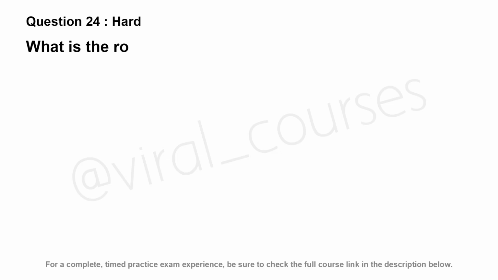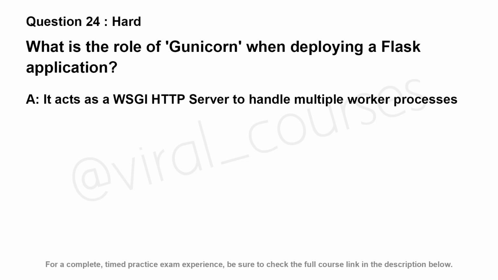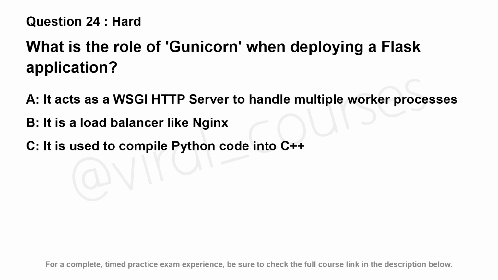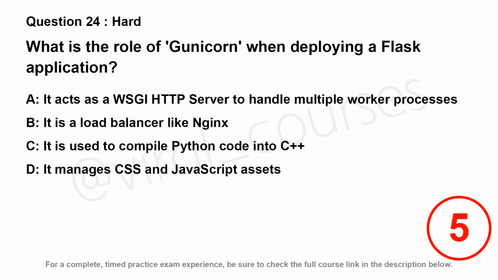What is the role of Gunicorn when deploying a Flask application? Option A, it acts as a WSGI HTTP server to handle multiple worker processes. Option B, it is a load balancer like Nginx. Option C, it is used to compile Python code into C++. Option D, it manages CSS and JavaScript assets.